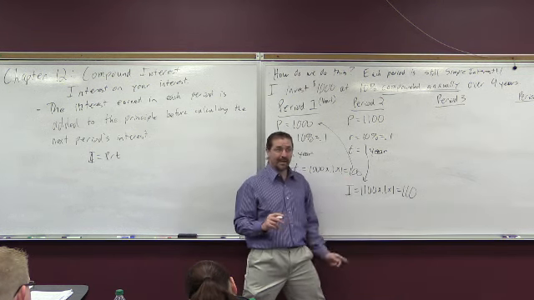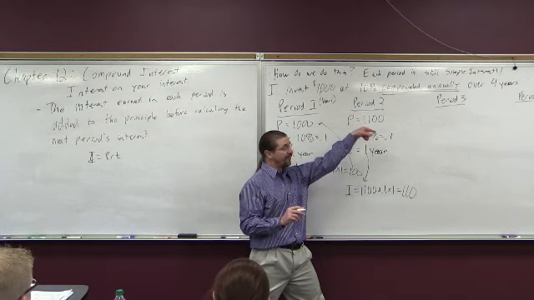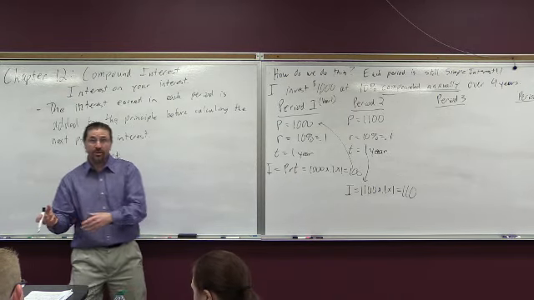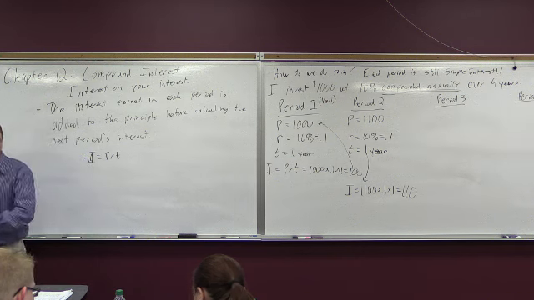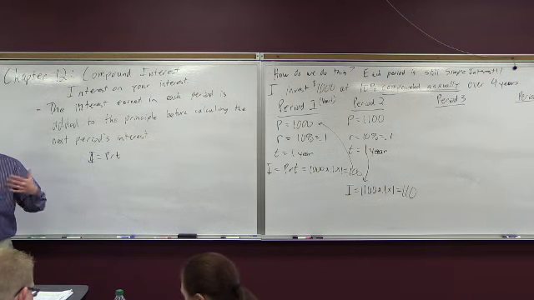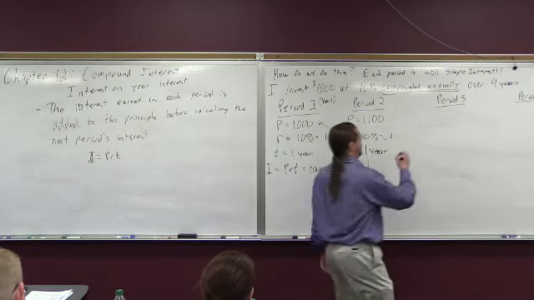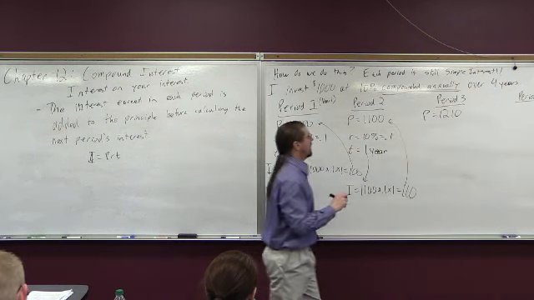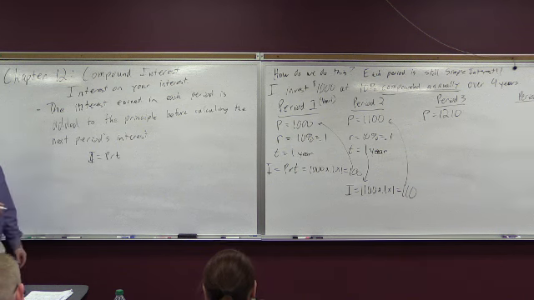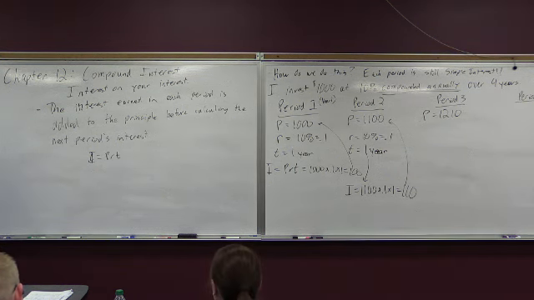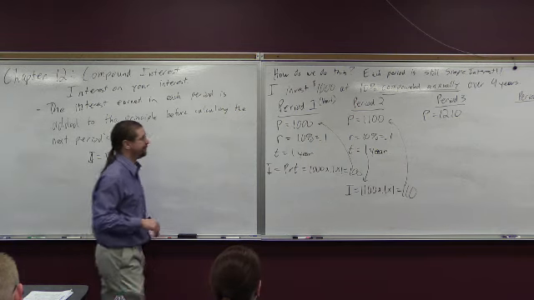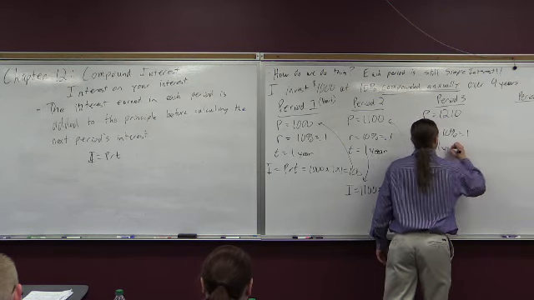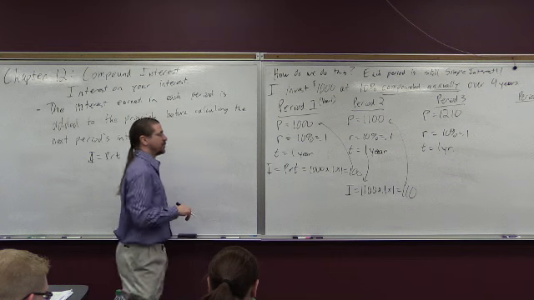Now, what do we do with this $110? Add it to the principal before we start the next period. So now, in the third year, we're going to earn interest on our interest, and we're also going to earn interest on our interest on our interest from the first year, right? So there's lots more interest compounding here. So take our 110 and add it to our 1,100. Rate and time? Same. How much interest do I earn in my third year?